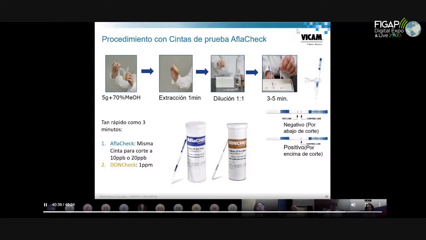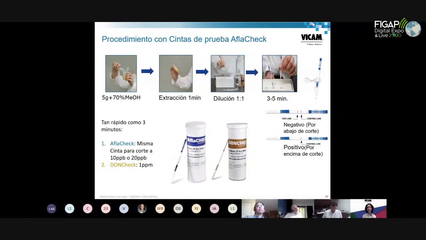So you basically add 70% methanol to 5 grams of sample, shake it for 1 minute, dilute it, and then put in the strip.